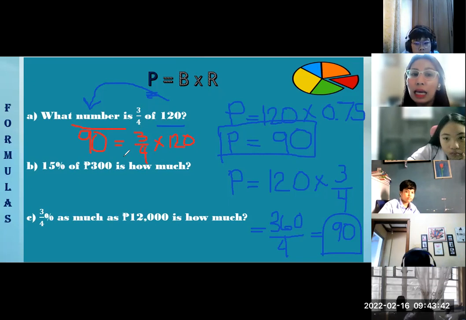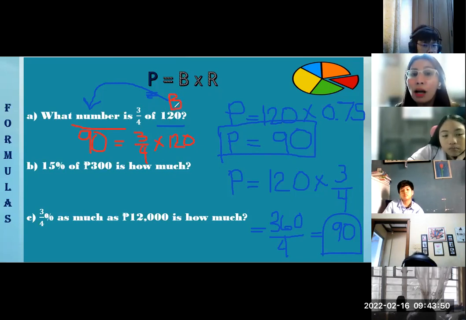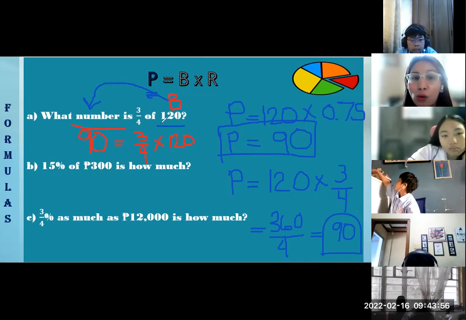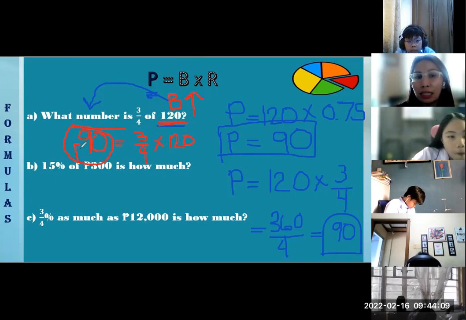Yan. So ito yung tamang equation para dito. 90 daw is the 3/4 of 120. Di ba yung 120 natin is the base? O, ito yung sinasabi ko. The base is always yan class, bigger than the percentage. So 120 yung ating base, 90 lang yung ating percentage. So B or the base is always higher than our percentage. Ayan. Okay?